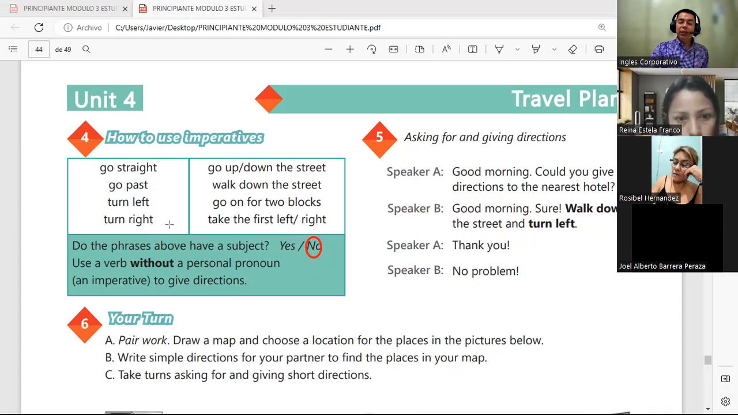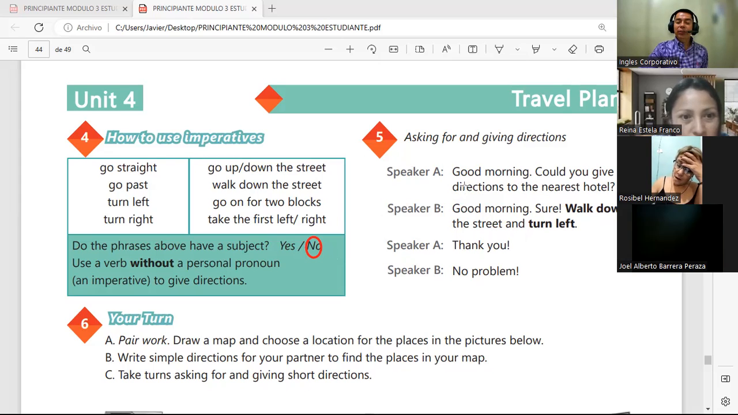invite the teacher to eat tamales, etc. ¿No hay reacción del grupo? Voy a repetir, tal vez no escucharon. Invite the teacher to eat tamales. No dice nada, Clarissa.